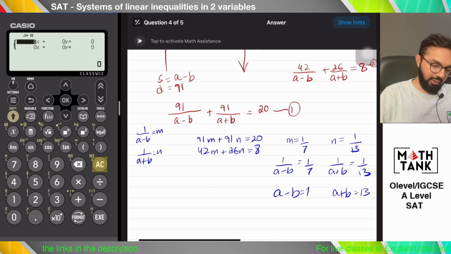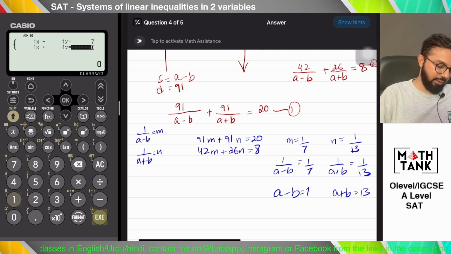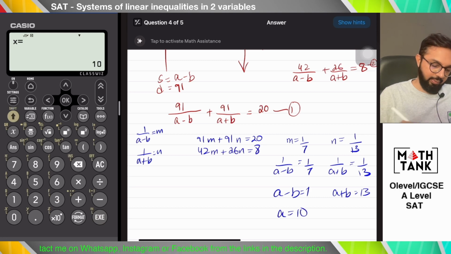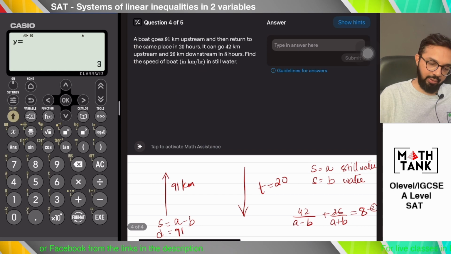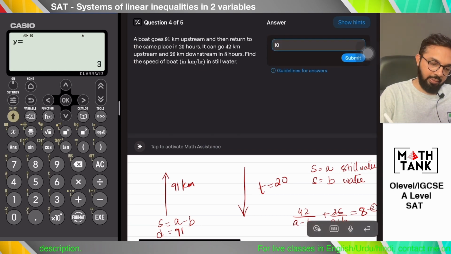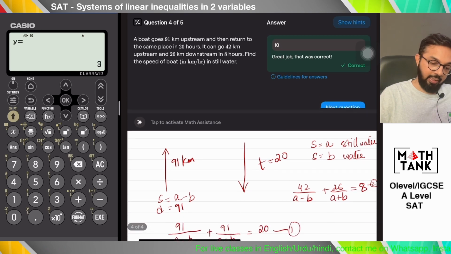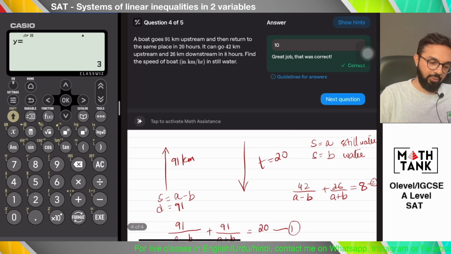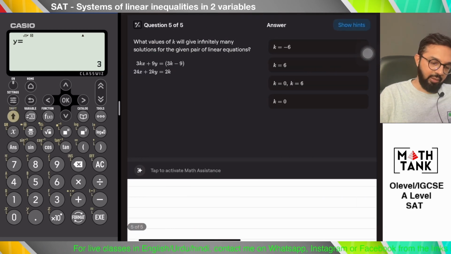Let's solve that again. So it's a tough question here and a long question as well. 7, 1, 1, and 13. So A equals 10 and B equals 3. So the speed of this boat in still water has to be 10. Let's see if that works. Yes, that is the correct answer. Okay, so make sure that you understand this question.